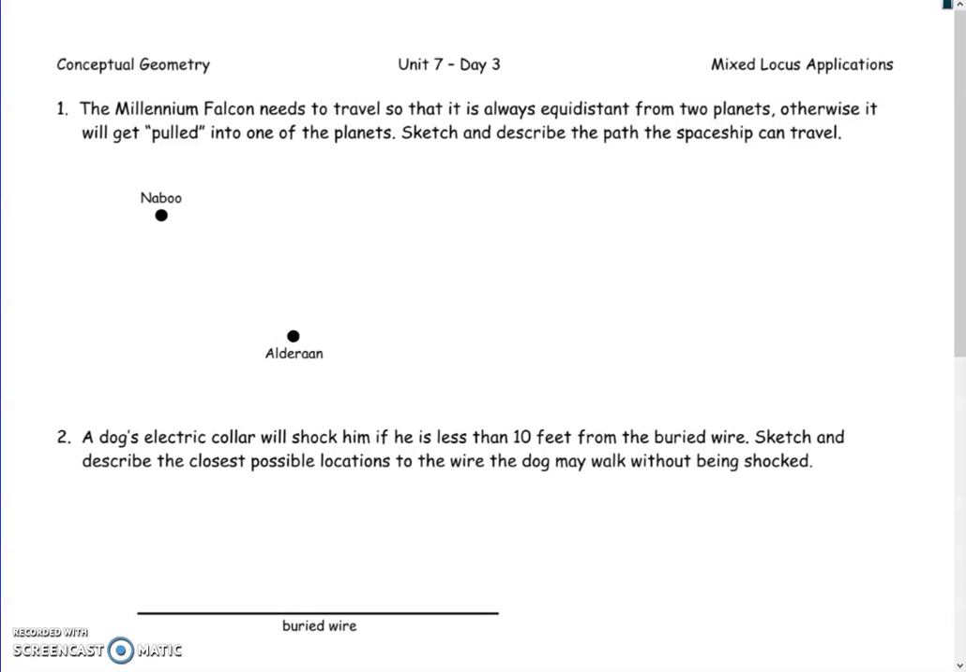Remember, it's a perpendicular bisector, so you want to envision going perpendicular to the segment formed by those 2 planets. So that's a decent enough sketch, and then to describe it, we would just say it's the perpendicular bisector. So when I give you 2 points, you sketch a line between them. It's perpendicular to that path.